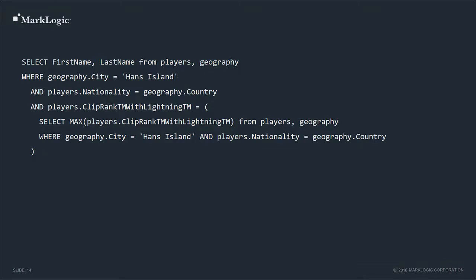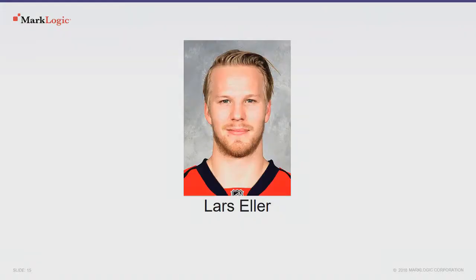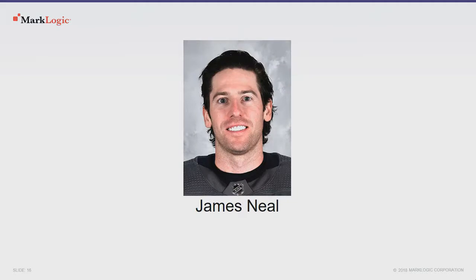So I ran it last month, and it came back with Lars Eller, who's a Danish hockey player, first name Lars. He meets all the criteria. Fantastic, this is great. I know exactly who to target for my team. But I ran it a few minutes ago, and it came back with James Neal as the result. And James Neal is not Danish, he's Canadian. So this is very perplexing. And it took a really long time to run, way longer than the last time it ran. So does anyone know what happened in the intervening month?